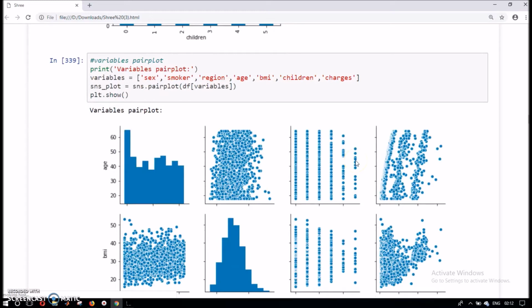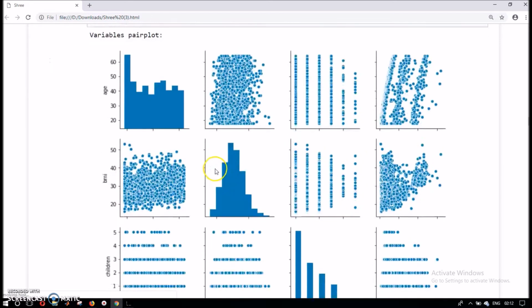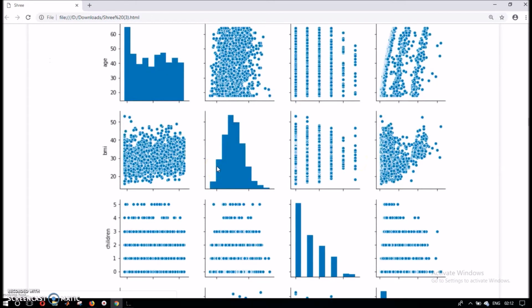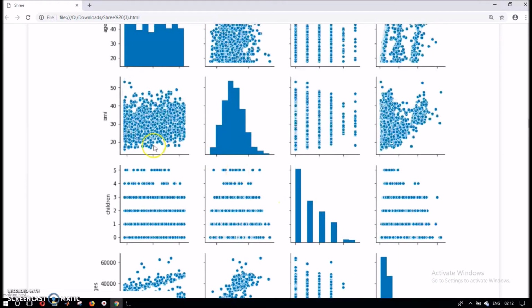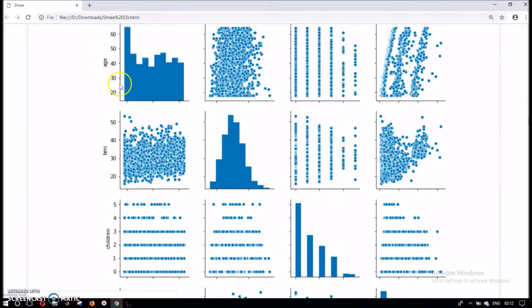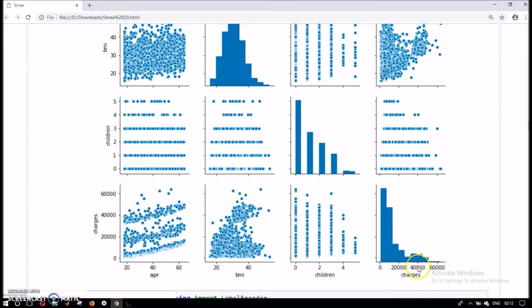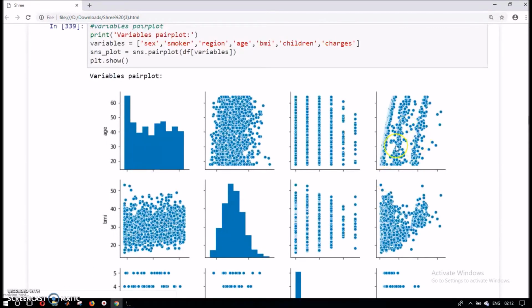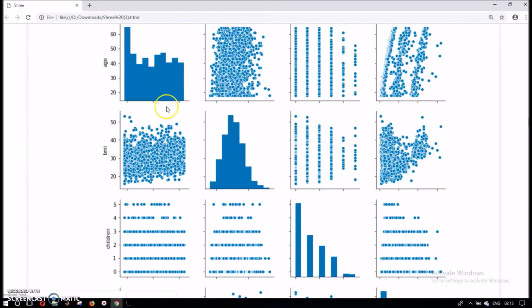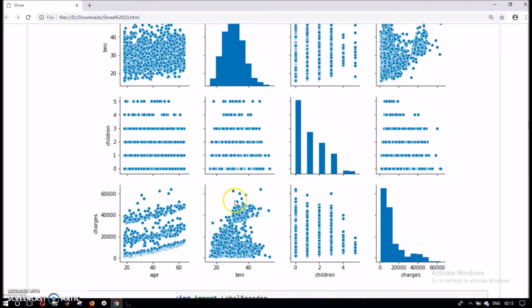Now let's look at pair plots of these variables to see if there are any interesting patterns. Along this line you can see that there are mirror images, that is on the y-axis we have age, BMI, children and charges, and on the x-axis we have again age, BMI, children and charges. So the first one here is age versus charges, where the same one here is charges versus age. Therefore we will only look into the left half triangle.